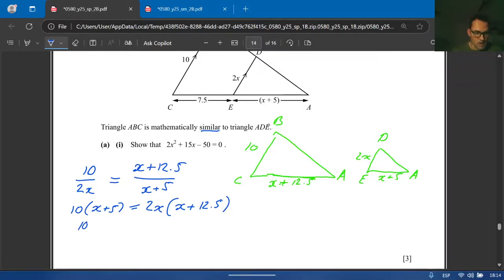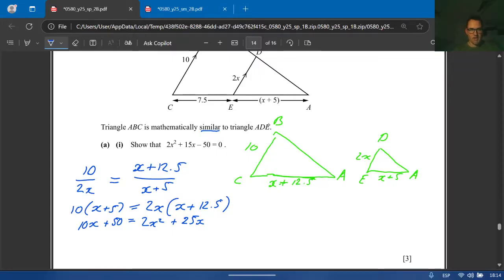10 times x is 10x. 10 times 5, of course, is 50. 2x times x is 2x squared, and 2x times 12.5. 2 times 12.5, of course, is 25. And don't forget the x. Okay, you see, things are starting to look up.